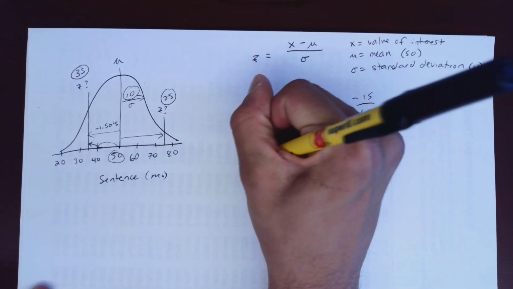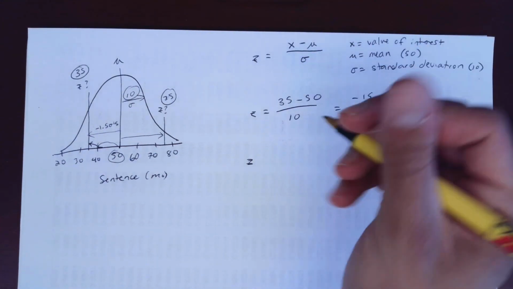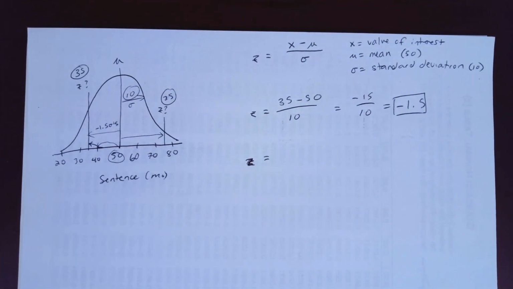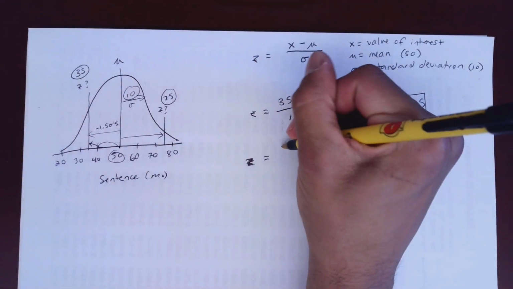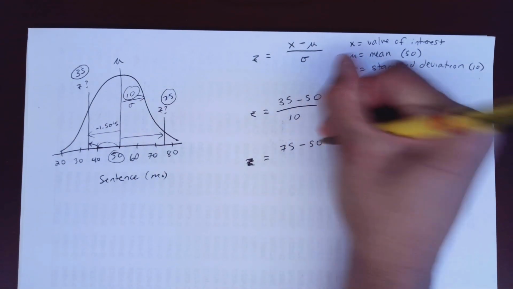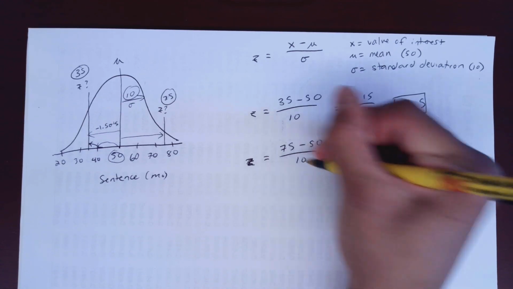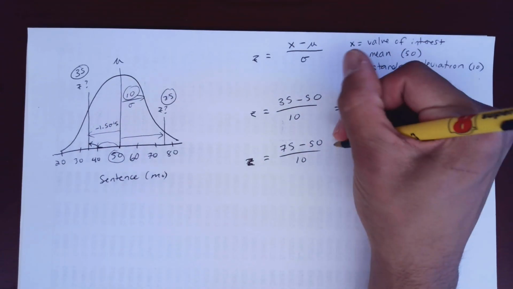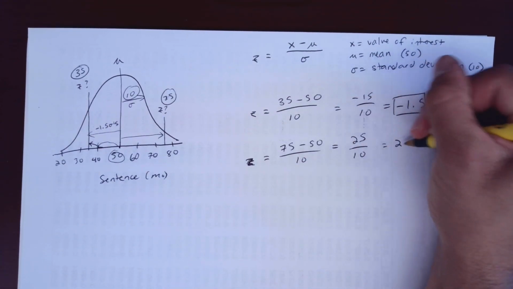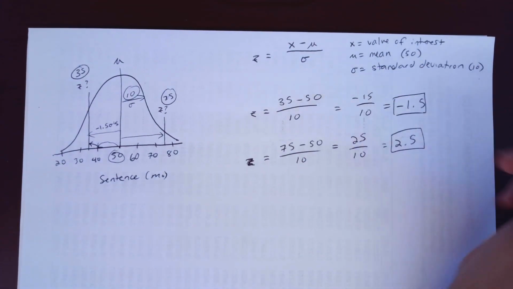So we can calculate a z-score for 75 months as well. So I'll plug our values into the equation for 75 months. Our mean and standard deviation are still the same. They're still 50 and 10. And now our value of interest is 75. So I'll plug in 75 for x, 50 for mu, and 10 for sigma. And that gives us our equation. So now we've got 25 over 10, and that comes out to 2.5 for our z-score.